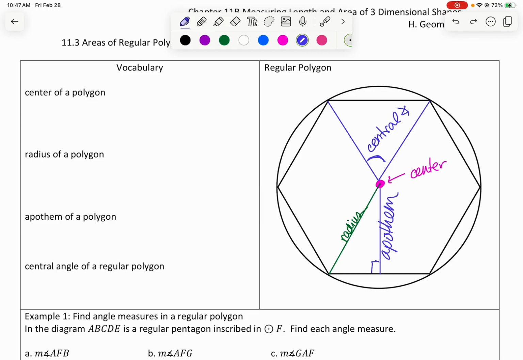All right, you should have copied this. So a couple of things. The center of the circle is also going to be the center of our regular polygon. A central angle's vertex is at the center point and is formed by 2 radii, okay? And then the radius goes from the center to a vertex. The apothem is going to be the perpendicular line to a side that also bisects that side. So those 2 pieces here are going to be equal.